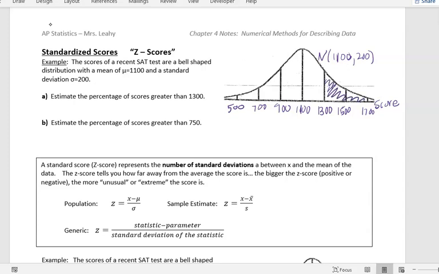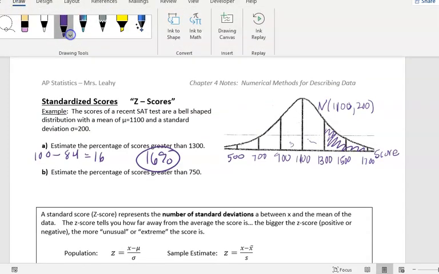So I know from our previous examples that there's 50% on the left side here from 500 up to 1,100. And another 34%, because you've got 34% on either side, making that 68. So I know there's 84%. So if I take 100 minus 84, if there's 84% on the left, I know there's got to be 16% on the right. So the percentage of scores greater than 1,300 is definitely going to be 16%.